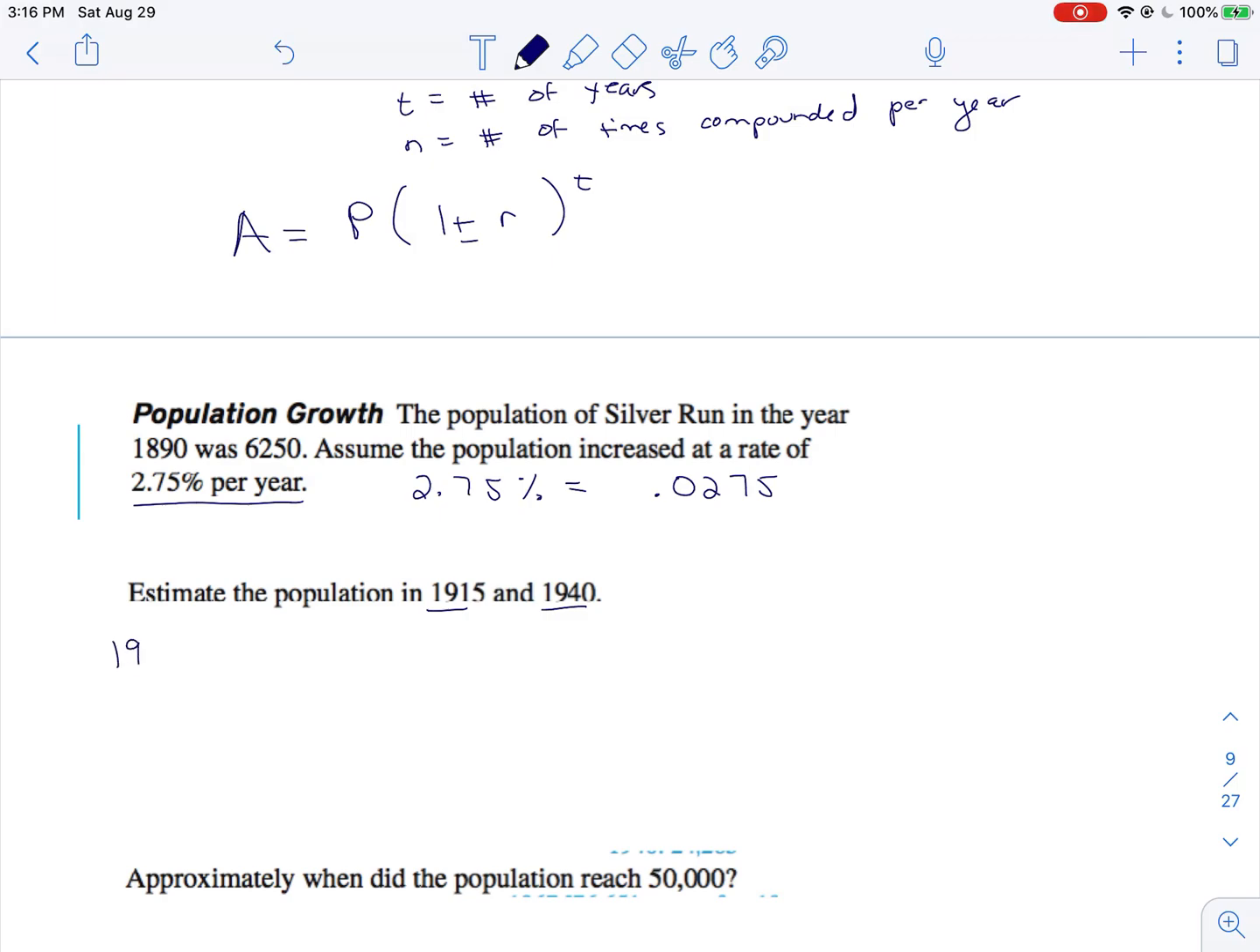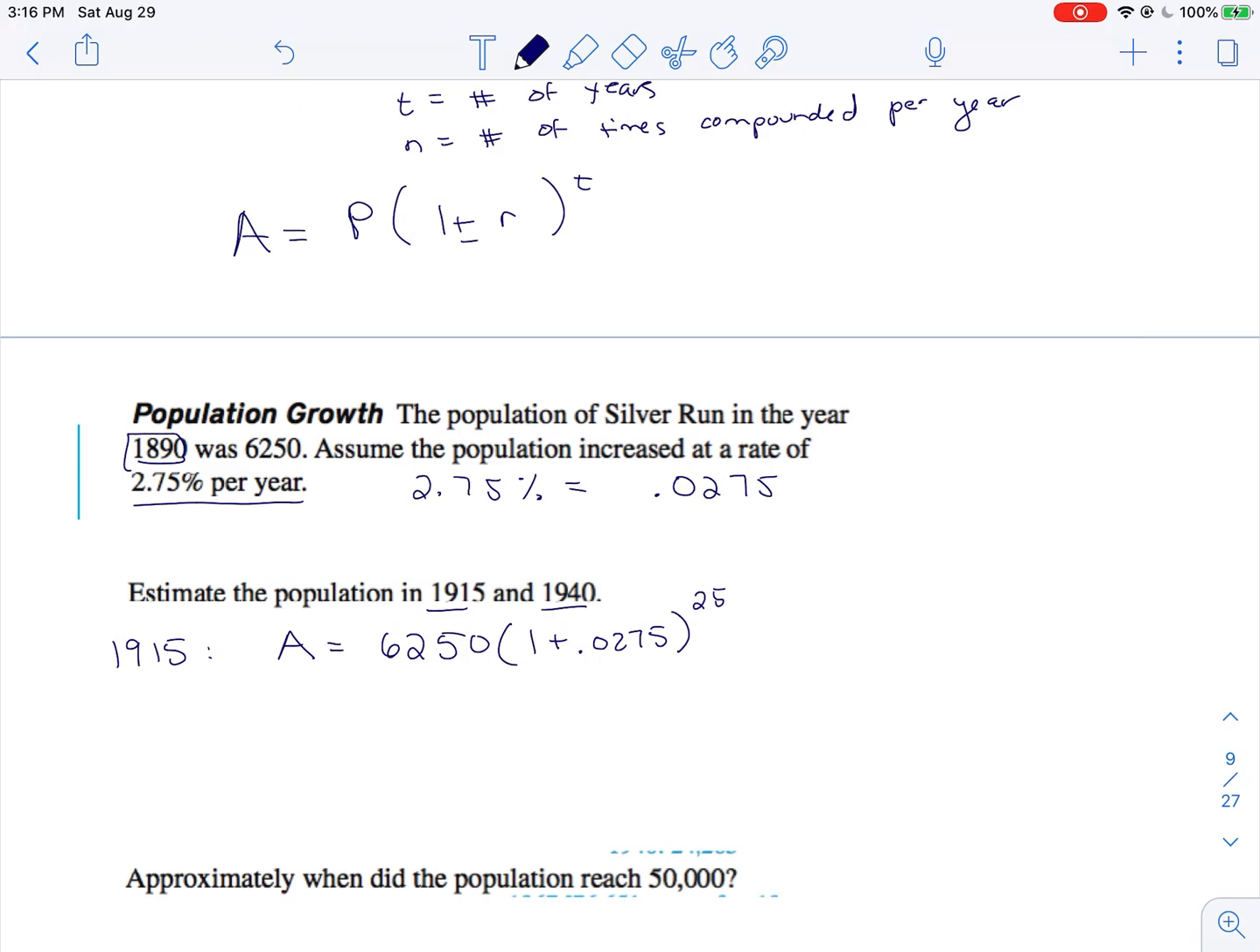So in 1915, the new population A would be the original population, 6,250, times the rate, and this is just simple interest, so it's going to be 100% plus the new rate, 0.0275, and then raised to how many years have gone by between the original year of 1890 and the new year of 1915.